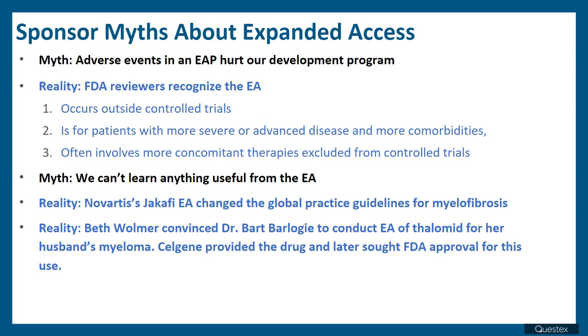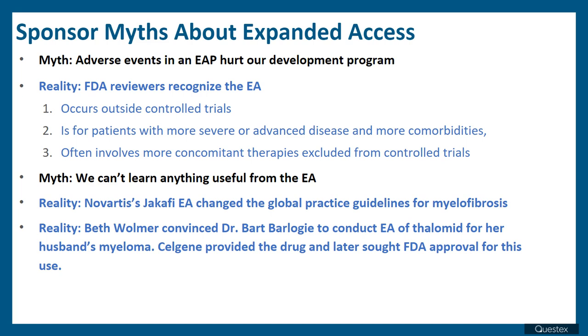So revisiting some of our myths, the adverse events here can hurt your development program. And I would say that every reviewer I've talked to, they know that these are outside of controlled trials, that the patients are almost always more severe, have more advanced disease, more comorbidities, and that the expected outcome of the patients who are often in these is pretty dire. So they don't tend to penalize or hold the drugs responsible for this unless it's something that's obvious. And those types of obvious things, I've used the example of Stevens-Johnson syndrome.